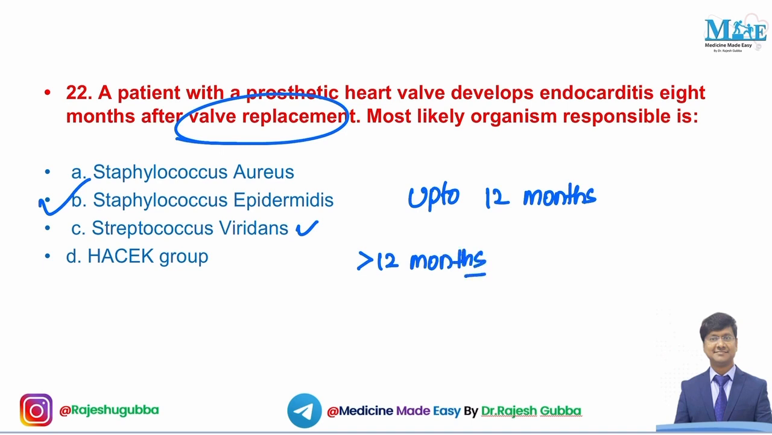Right, after 12 months the Strep viridans is most common. Okay, next question.